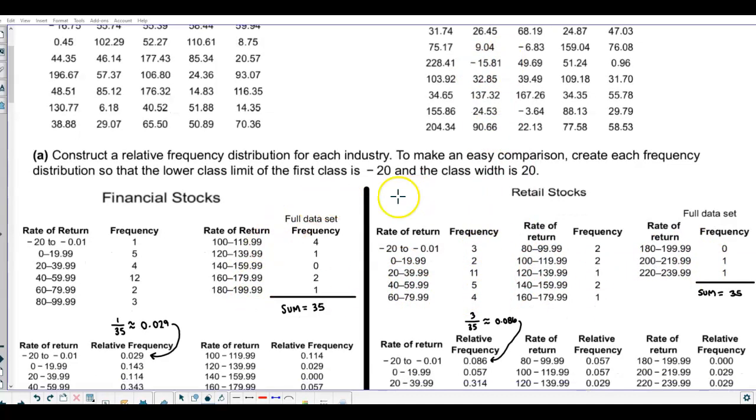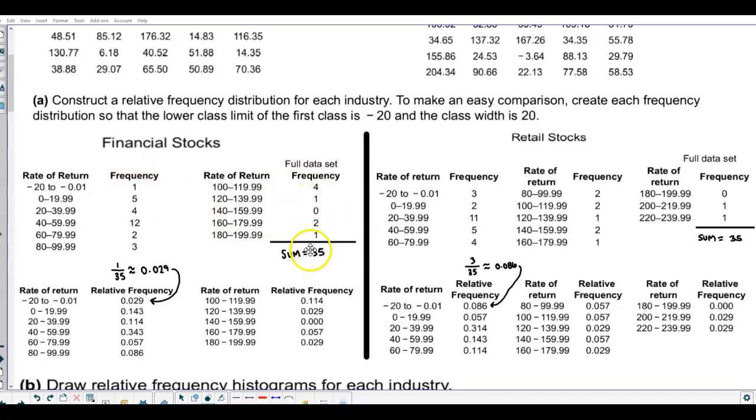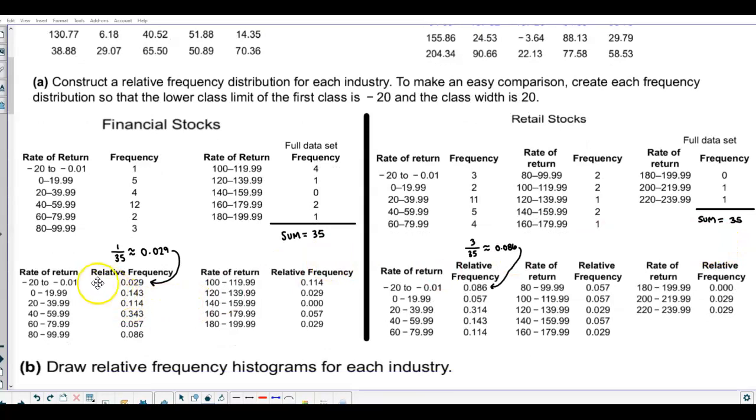Now what we want to do is create a relative frequency distribution. So we're looking for the frequency over the sum of the total frequency. The total sum of the frequency for the financial stocks is 35. It's the same thing with the retail stocks, which also sum to 35. So for the class of -20 to -0.01, we have 1. So 1 over 35 is approximately 0.029, and then we would do the same for the rest. Same thing over here.